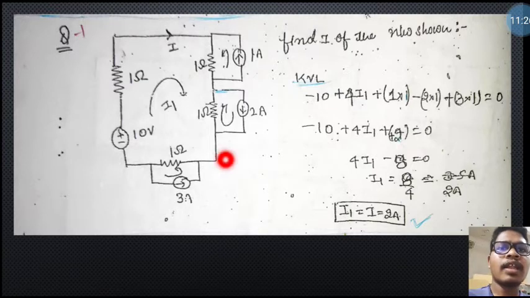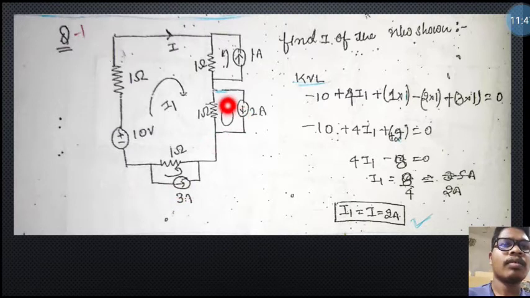Now see another problem. This is a 10 volt source with 1 ohm resistance connected with another 1 ohm resistance in parallel with the 1 ampere source, and 1 ohm resistance in parallel with the 2 ampere source, and another 1 ohm resistance with the 3 ampere source, and anti-clockwise like this.